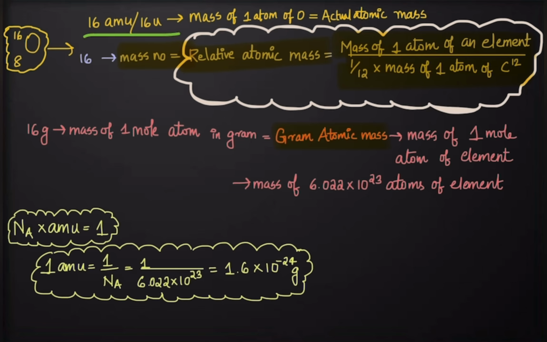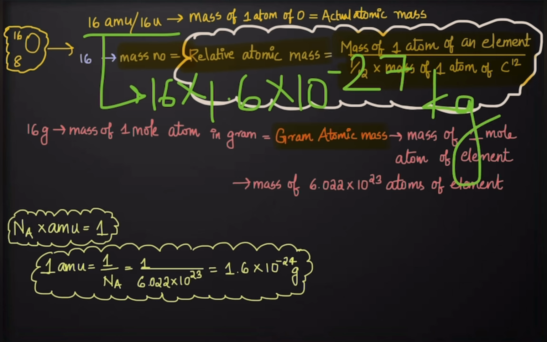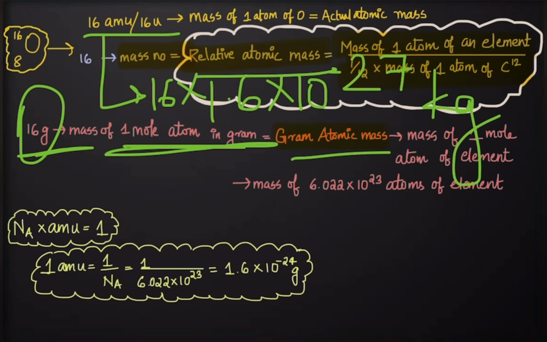Okay, 16 AMU or 16 U is the mass of one atom of oxygen, which is the actual atomic mass, and 16 AMU can be converted into gram, or into kilogram by 16 into 1.6 into 10 raised to minus 27 kilogram. And the mass of one mole of atoms of oxygen is 16 gram, the gram atomic mass. Relative atomic mass means mass number. Okay, and the Avogadro number into AMU.